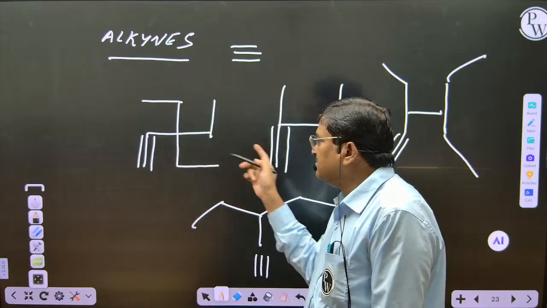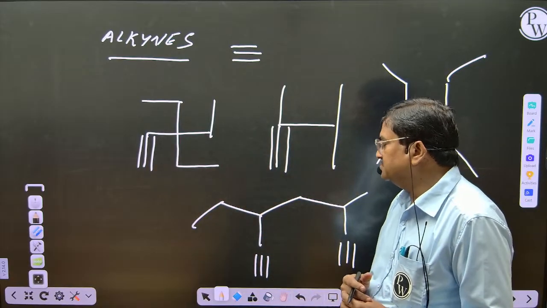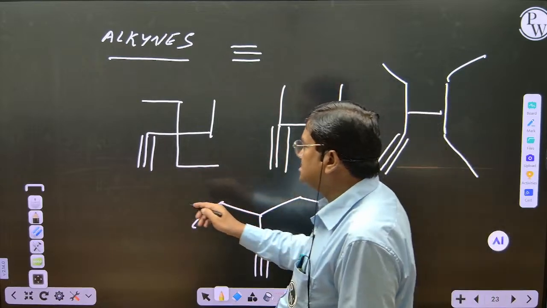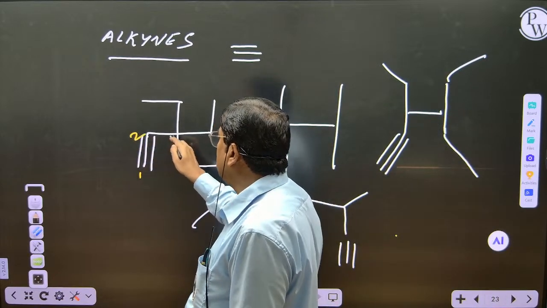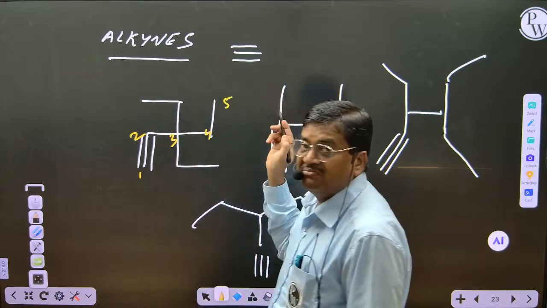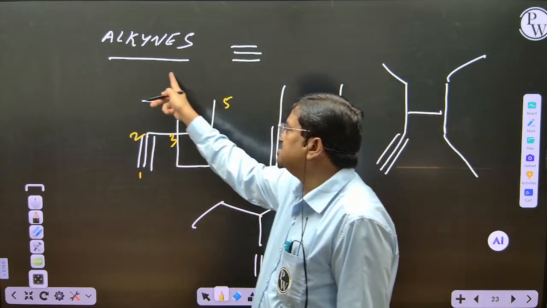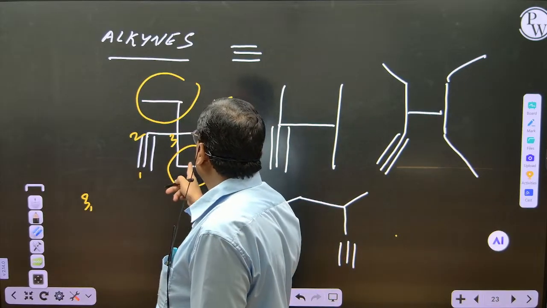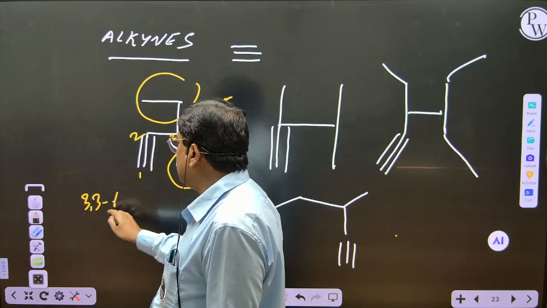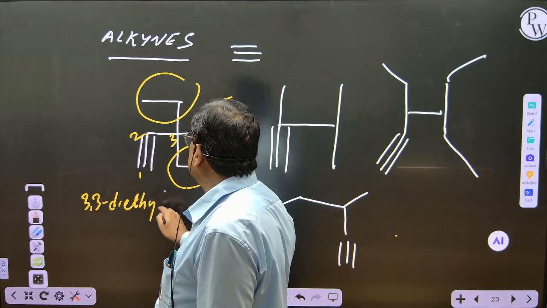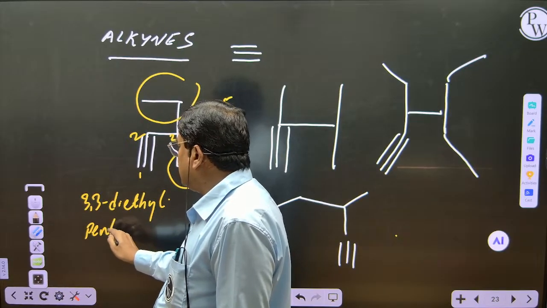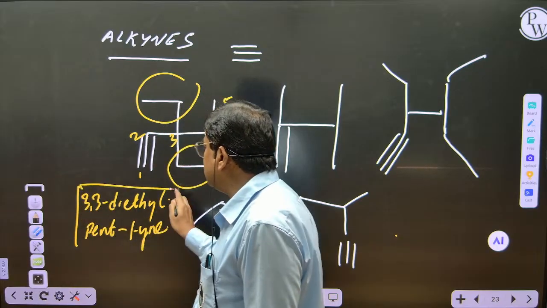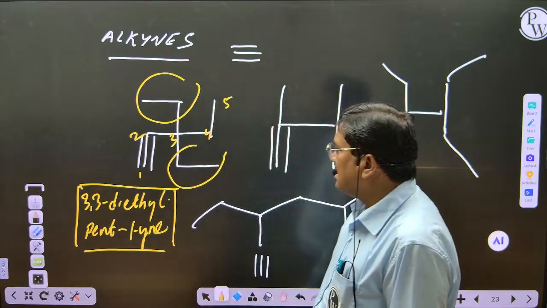Now give the naming for this. Numbering, from where do you start? From the triple bond, no? So start numbering from here: 1, 2, 3, 4, 5. Everyone done the same? Alright. Now tell me, this group is what? Ethyl. So it is 3 comma 3 diethyl. What is the word root, students? Pent. And you have to tell the address where the triple bond is located: 1-yne. Understood? Did all of you get the same answer? Check: 3,3-diethylpent-1-yne.